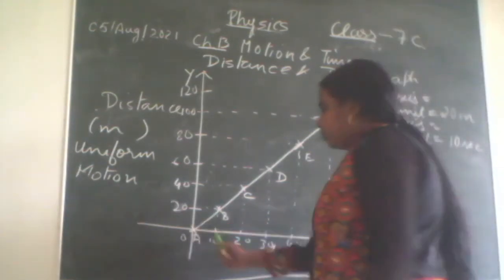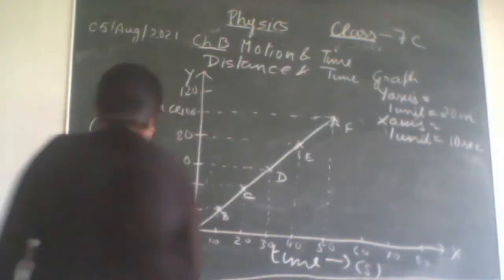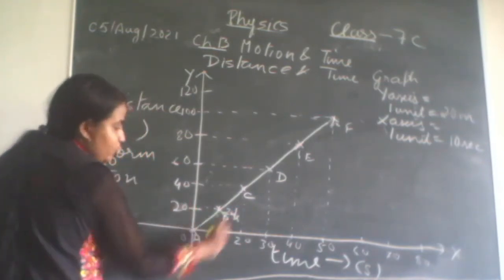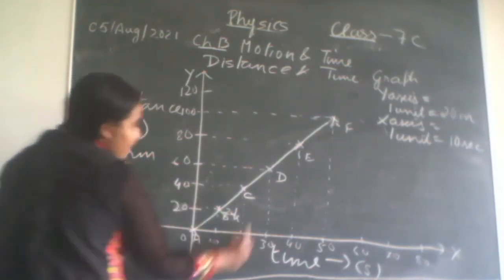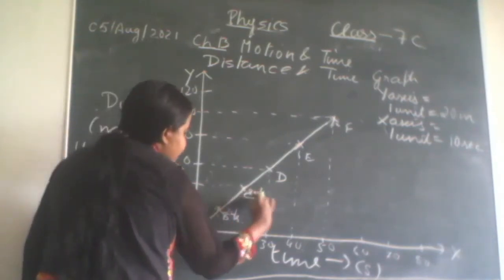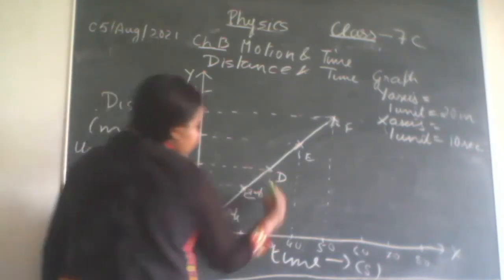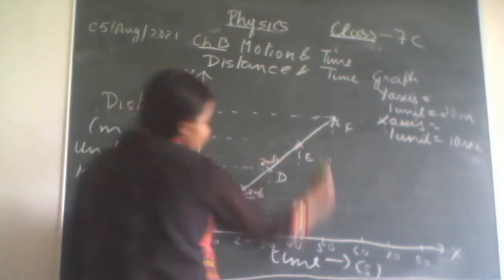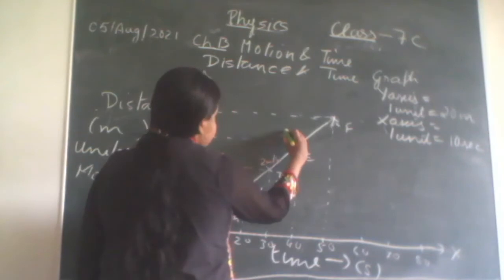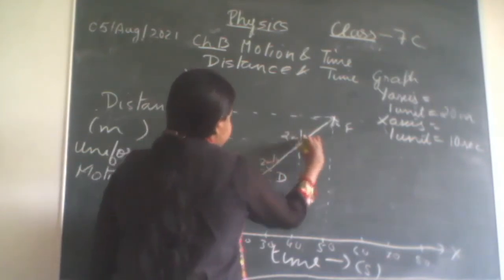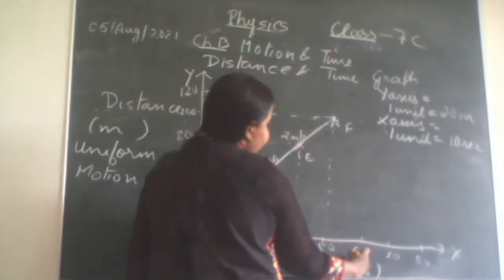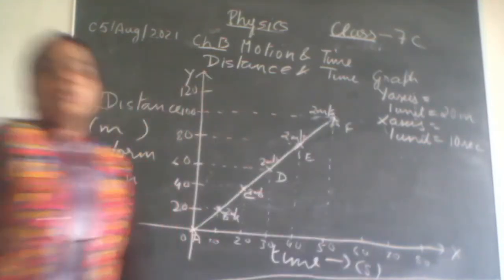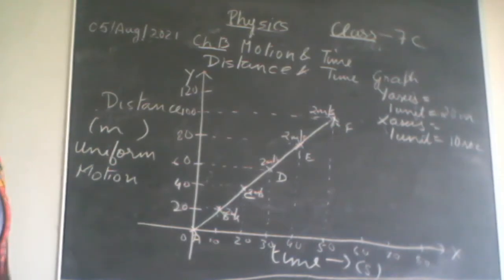So at every point you can see we are having 2 meters per second. Yes or no? See, 20 divided by 10 is 2 meters per second. 40 divided by 20 is again 2 meters per second. 60 divided by 30 is again 2 meters per second. Right? 80 divided by 40 is again 2 meters per second. 100 divided by 50 is again 2 meters per second. Yes or no? 2 meters per second. Am I correct?